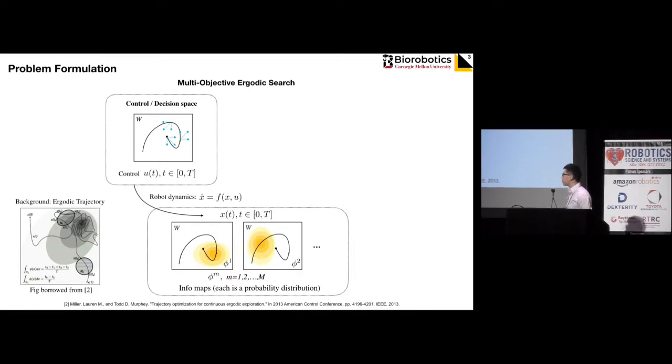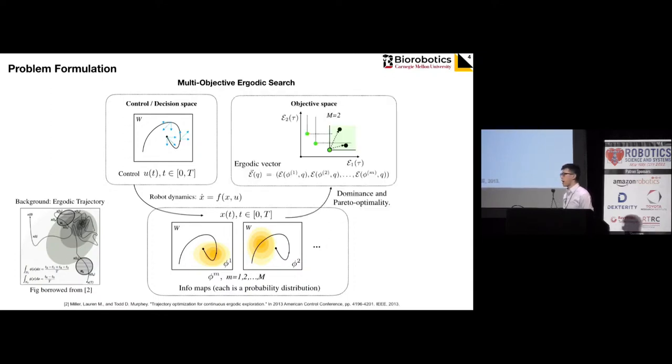Here, each information map is basically a probability distribution that encodes one type of information. To measure the quality of a trajectory, we use an ergodic metric. A trajectory is ergodic if the amount of time spent along this trajectory in a region is proportional to the amount of information in that region. Given m information maps, we can compute m ergodic values, and put together, we get an ergodic vector, where each component corresponds to an objective to be minimized.